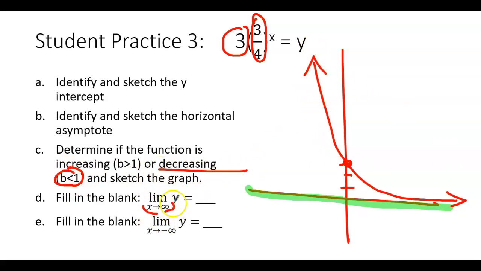So on the right side of my graph, it's 0, and on the left side of my graph, it's going up into infinity.